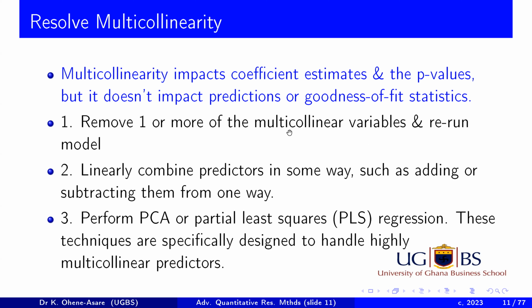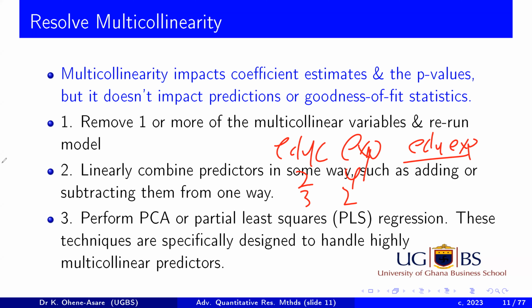So let's say you are talking about education and you're talking about experience, and these two are highly multicollinear. So you might multiply education with experience. You might create another variable. So let's say education is 2, this one is 4, this one is 3, this one is 2. You can create education experience, and then you multiply them. You interact them. So 2 times 4 will give you 8 here. 3 times 2 will give you 6. So you create another column for that purpose.